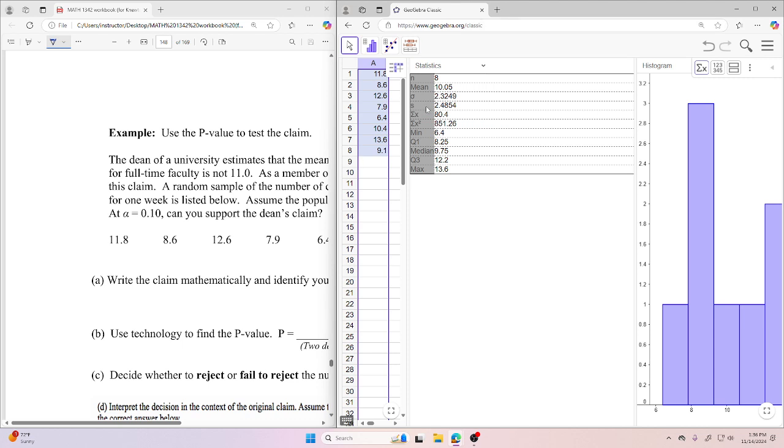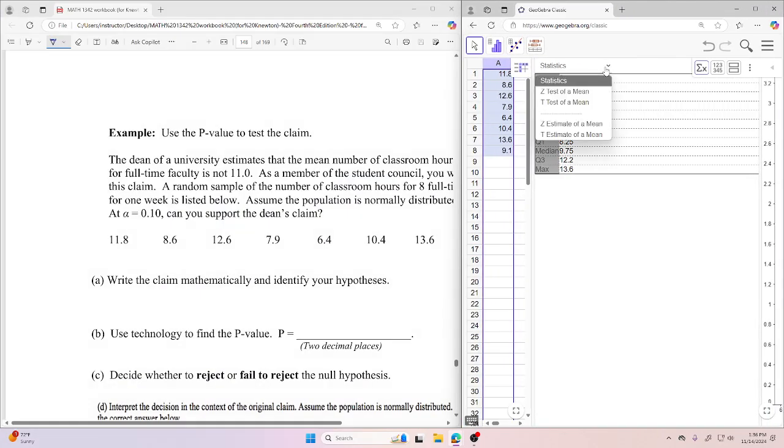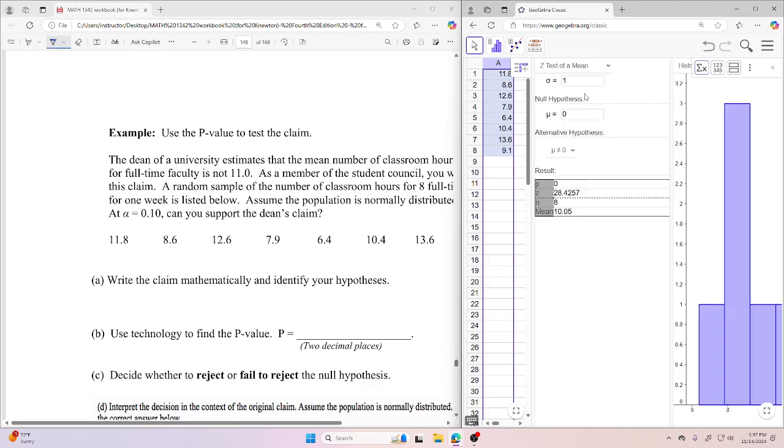But there's a tool built in just for this. I'm trying to scoot this thing over. If you look up here at statistics, there's z-test of a mean and t-test of a mean. That's what we're doing right now. It's one of those, but I can't remember which one. Let's see what we got for the z and then for the t.